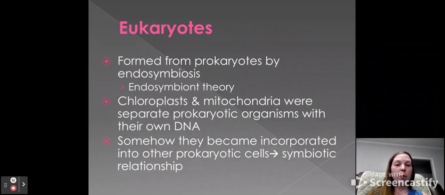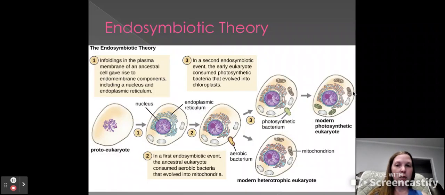They formed from the prokaryotes by endosymbiosis. So this is known as endosymbiont theory, which we don't have to discuss in too much detail. Your chloroplast and mitochondria were separate prokaryotic organisms with their own DNA, and somehow they became incorporated into other prokaryotic cells, which gave us that symbiotic relationship leading to those eukaryotes. So here is the endosymbiotic theory. You can pause this and read over that.